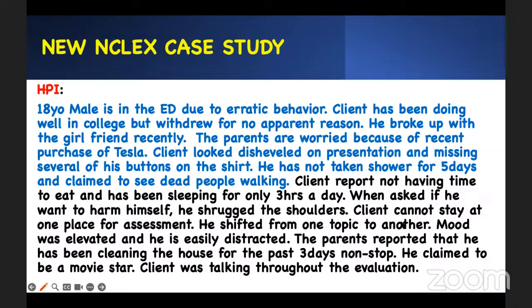When they asked him, this is what he said. When asked if he will harm himself, he shrugged his shoulder. That's not good. That is suicide. If somebody doesn't answer that, consider him to have suicidal ideation. Non-answering of a suicide question means you have to be serious. That patient has suicide ideation.